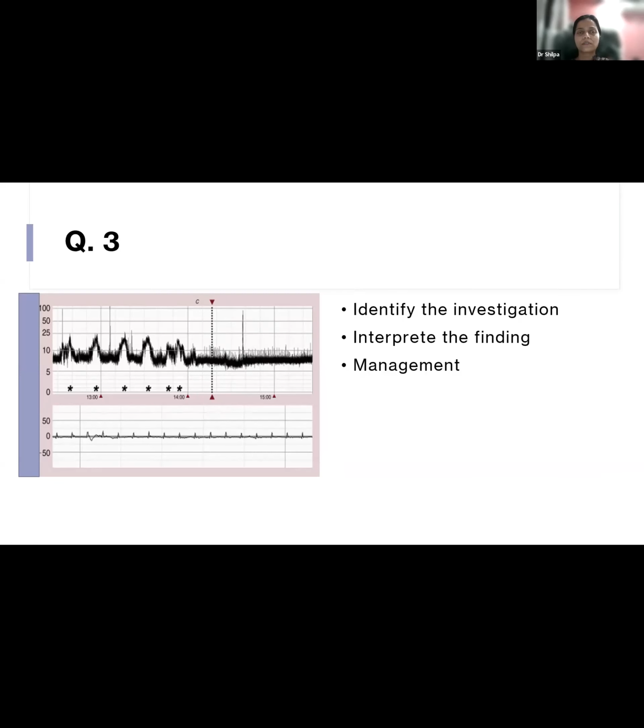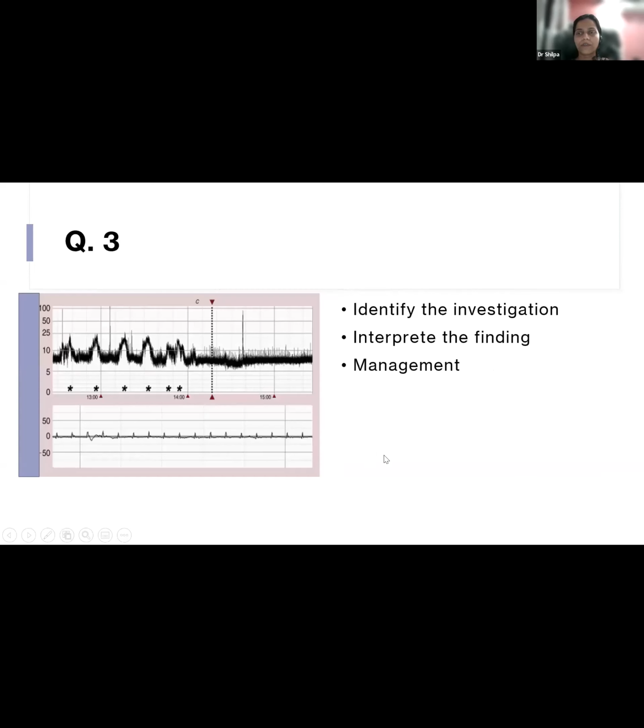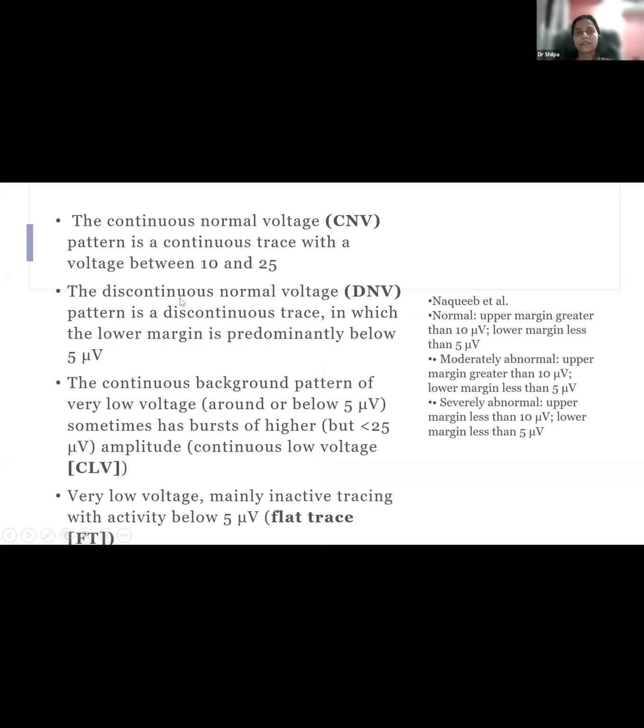So just a word about amplitude integrated EEG. You have different interpretations. What you have to know is where is the lower border and where is the upper border of these voltages, right? If your lower border is at 10 and the upper border is at 25 or above 25, then it is called continuous normal voltage. But if your lower border lowers to 5, then it is called discontinuous normal voltage. If your upper border also lowers with the lower border, then it is called continuous low voltage. And there is a flat trace if both borders are below 5 microvolt. That is how you interpret.